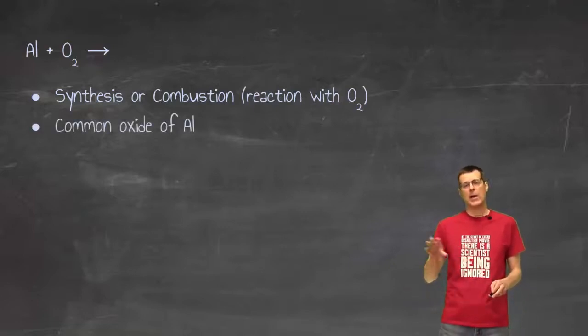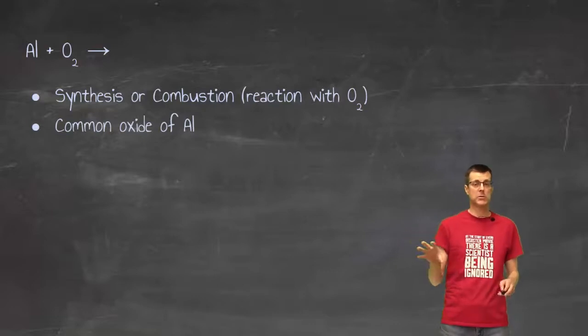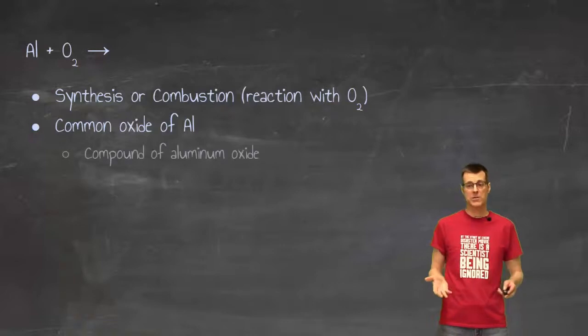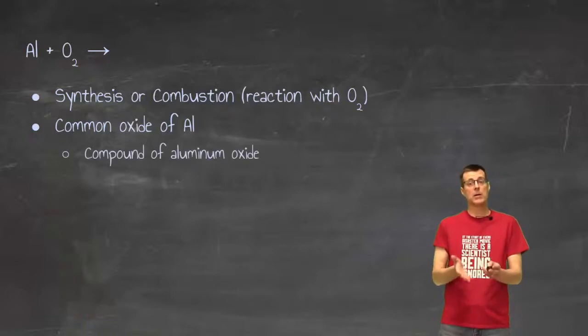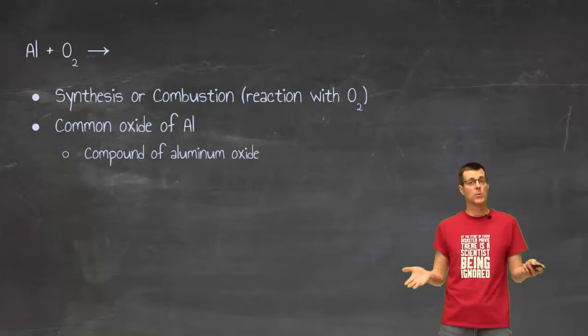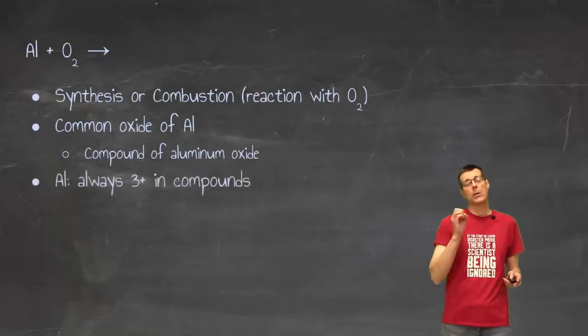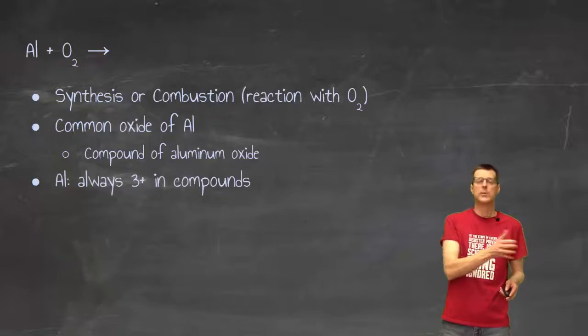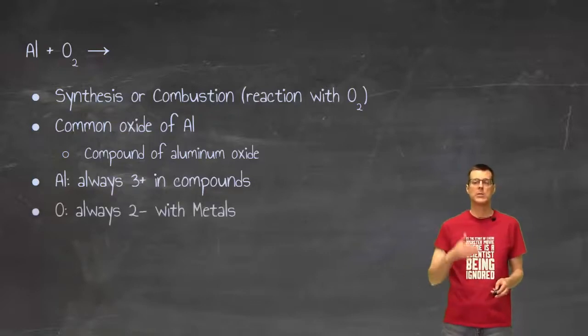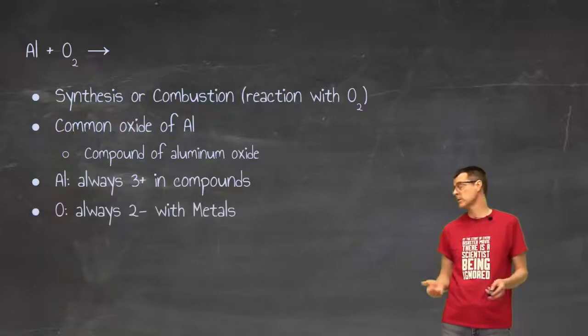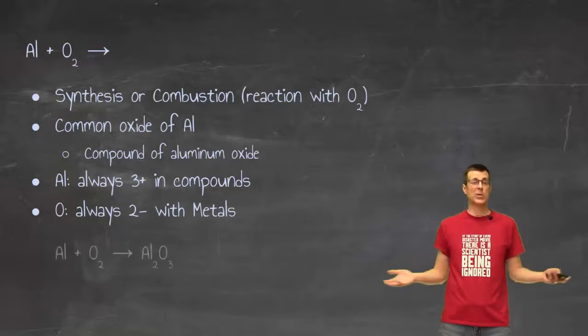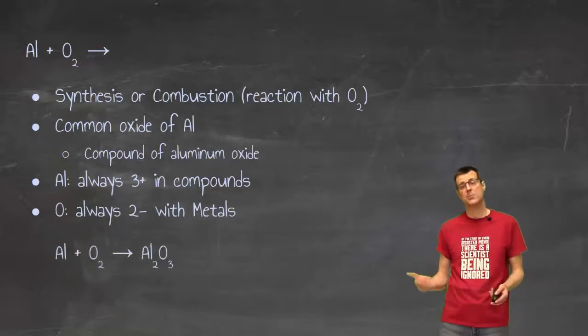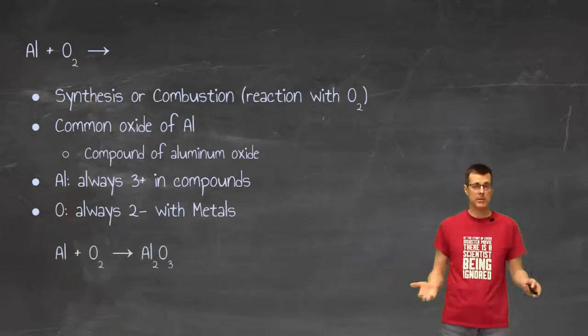If you want to think of it as a combustion reaction where the products are going to be the common oxides, or as a synthesis reaction where you're making a compound of aluminum oxide, the next question is, what's the formula for aluminum oxide? Well, that takes us back to nomenclature. Aluminum is always 3+ in compounds and oxygen is always 2- in compounds. At which point, what's the formula for our product, aluminum oxide?